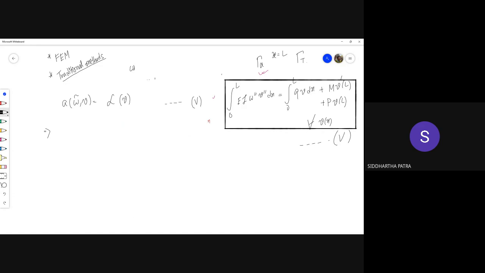Now let us substitute the expressions for W tilde and V. Remember, W tilde is phi 0 plus summation over i of ci phi i, and V is simply ci bar phi i. Since the only purpose of phi 0 is to satisfy the essential boundary condition, V doesn't have an equivalent term, because V is supposed to be 0 where there is an essential boundary condition. So let's write down that expression. A of phi 0 plus summation over ci phi i, and summation over ci bar phi i, equals A of summation over ci bar phi i.